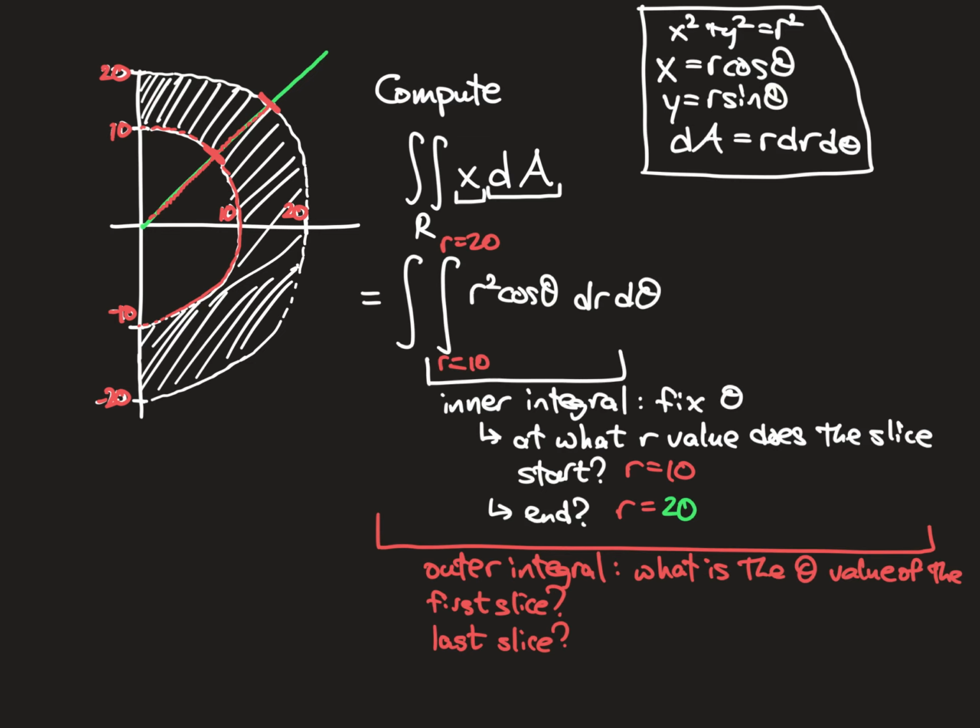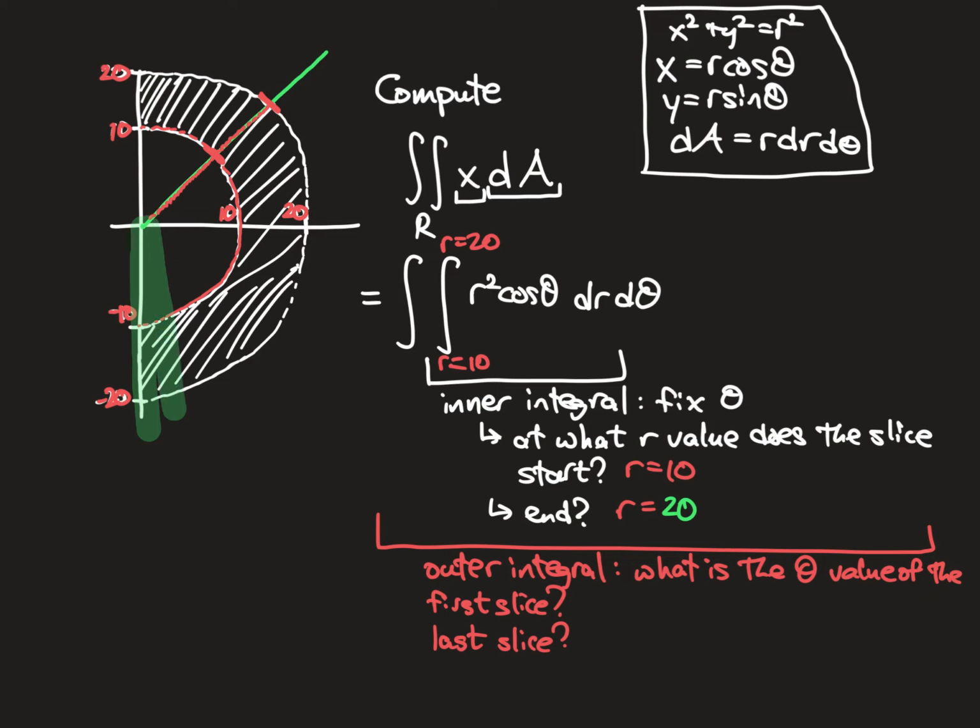So now let's ask our outer integral questions. What is the theta value of the first slice, and what is the theta value of the last slice? Remember, we always proceed from lower values to higher values, from the lower boundary to the upper boundary. The first slice that we want to take corresponds to this ray emanating from the origin right here, which makes an angle of negative pi over 2 with the positive x-axis.